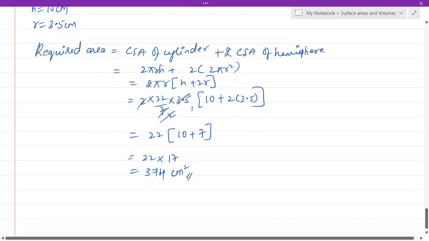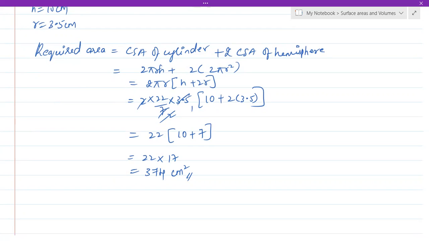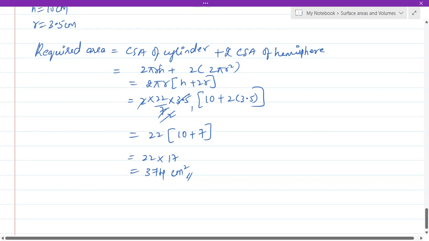Remember, whenever we find surface area, we have to imagine the 3D figure and just check out the surfaces that are visible to us. Only those surface areas we are going to find.